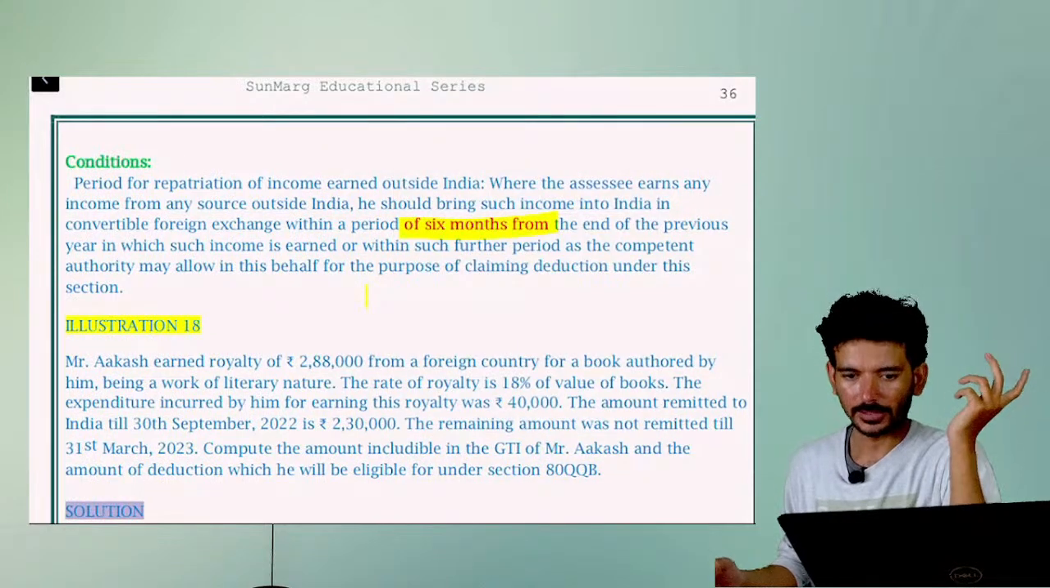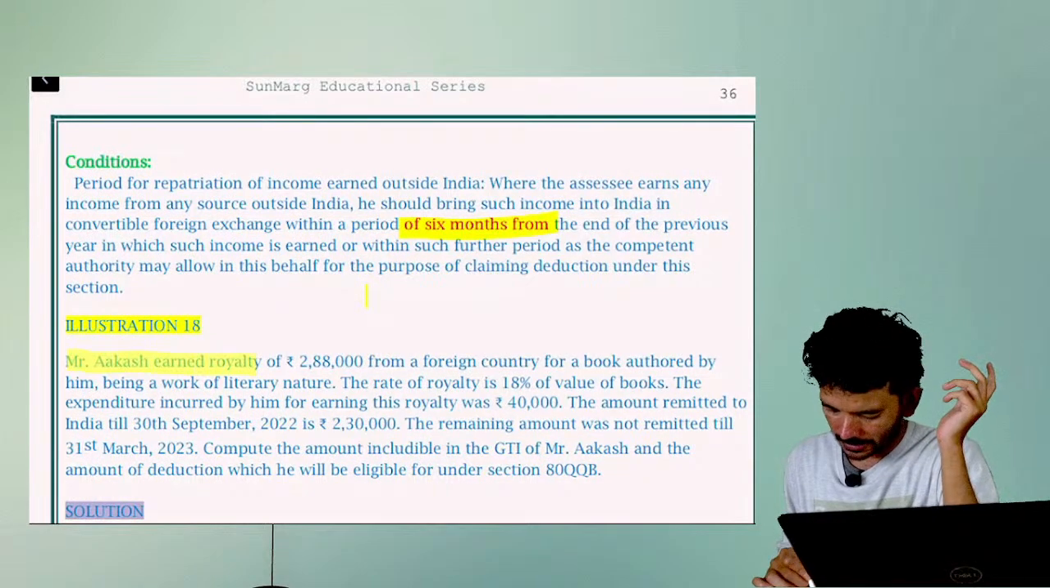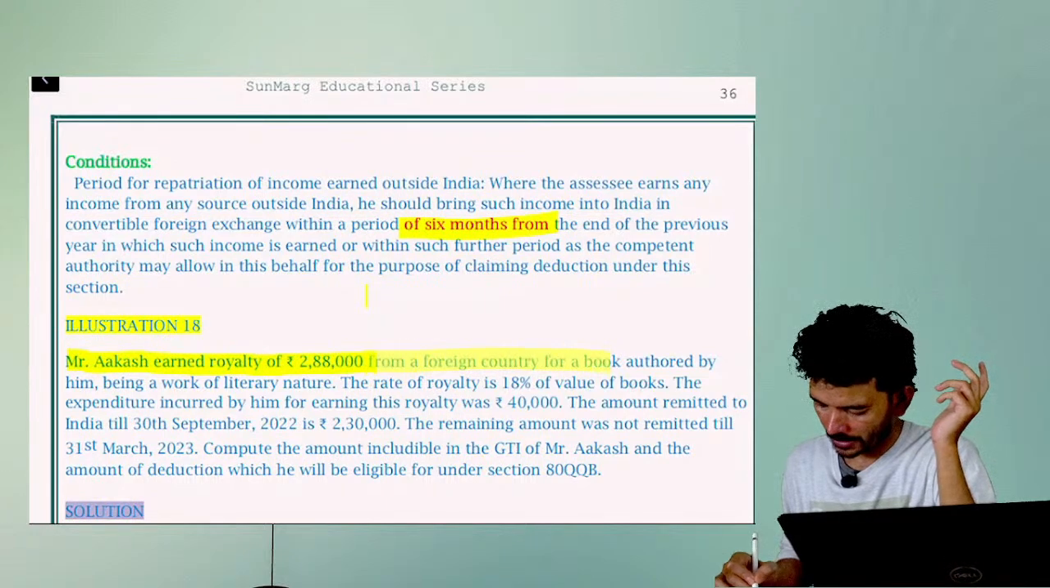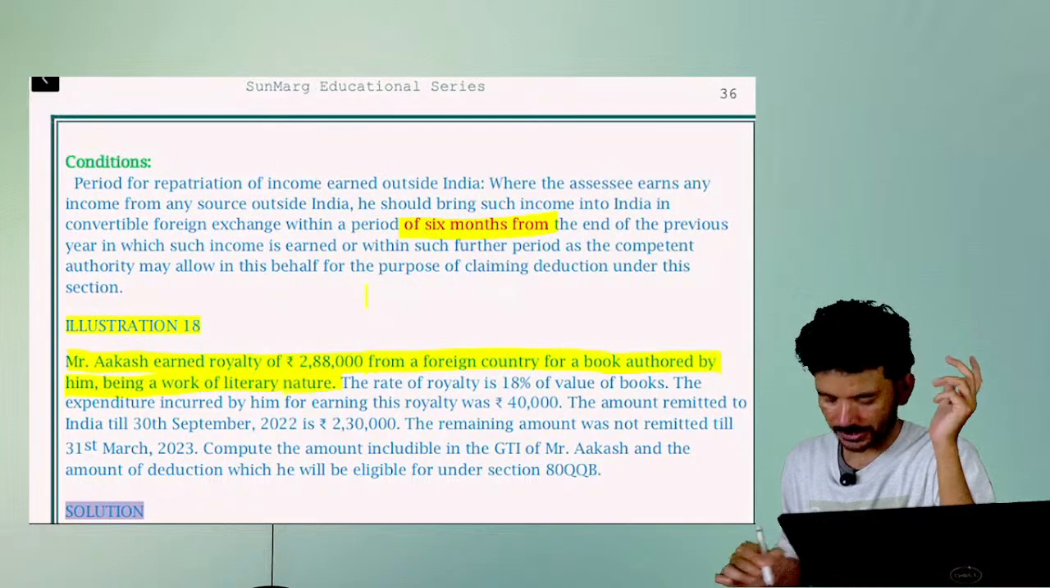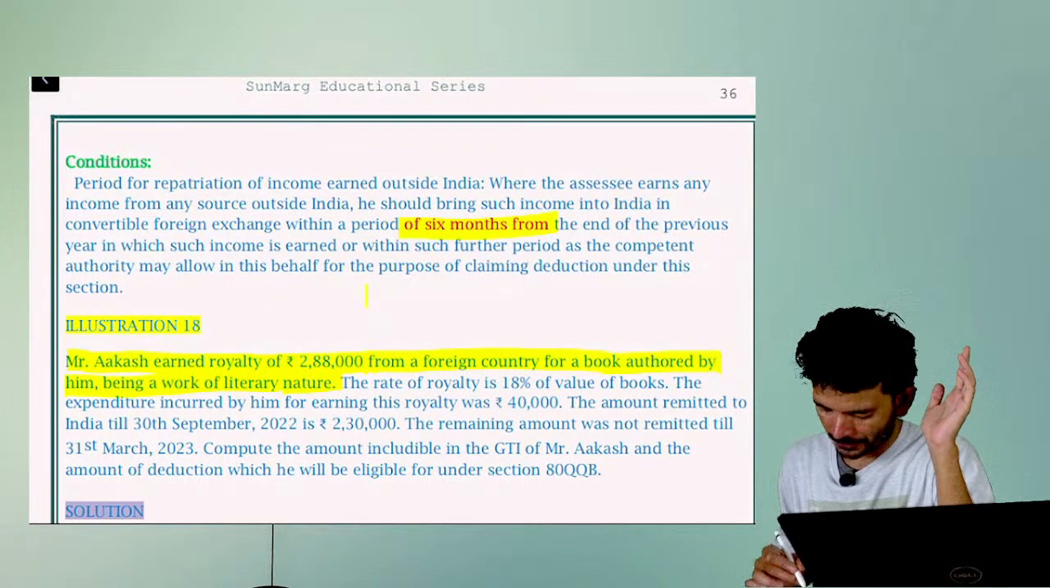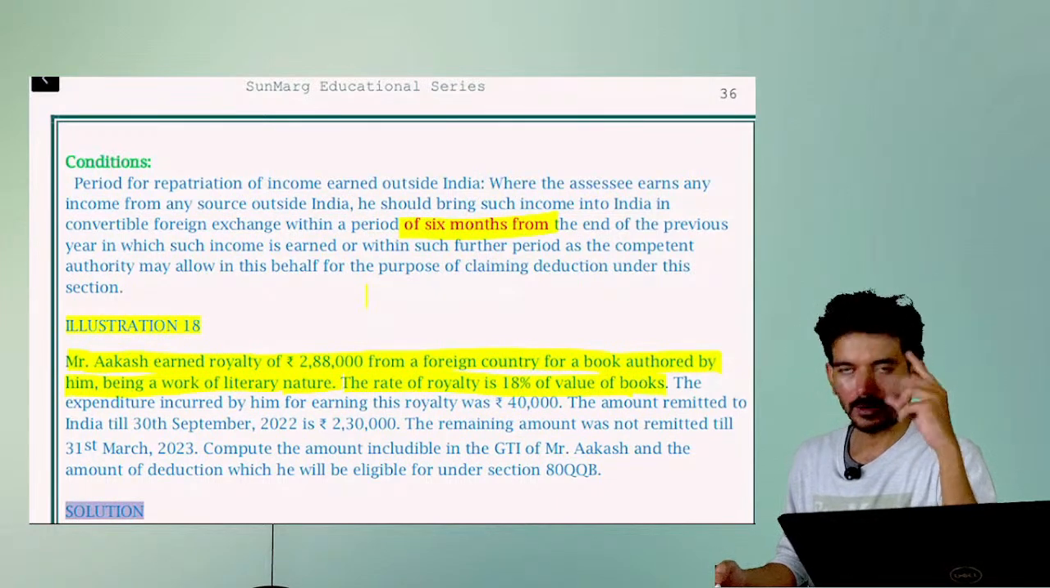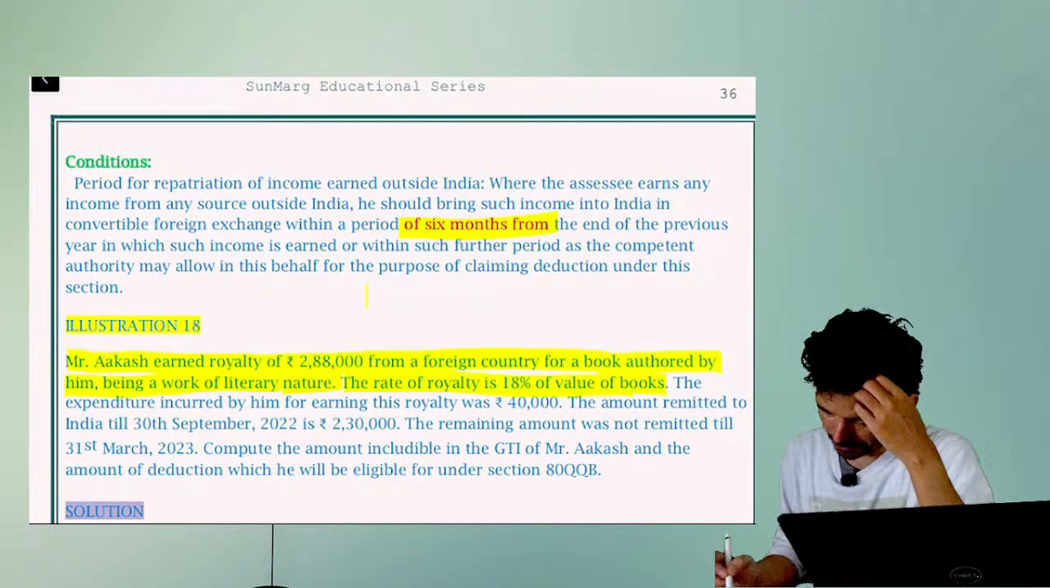Let's see how many of you can answer this one. Mr. Akash earned a royalty of this much from a foreign country for a book authored by him, being a work of literary nature. So he is eligible under 80QQB. The rate of the royalty is 18% of the value of the book. So for one book, he'll be receiving 18%.